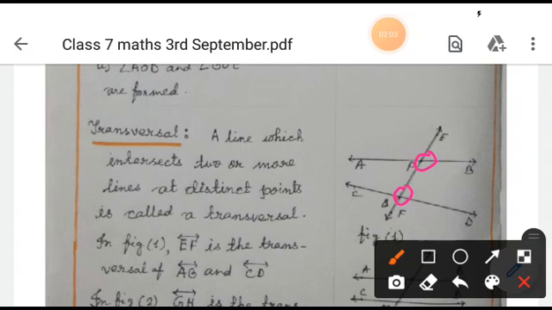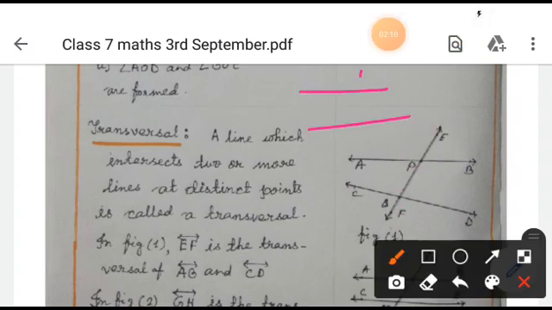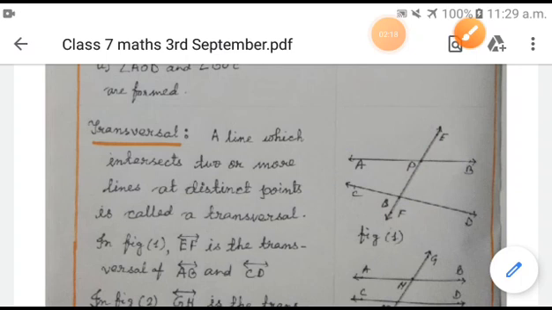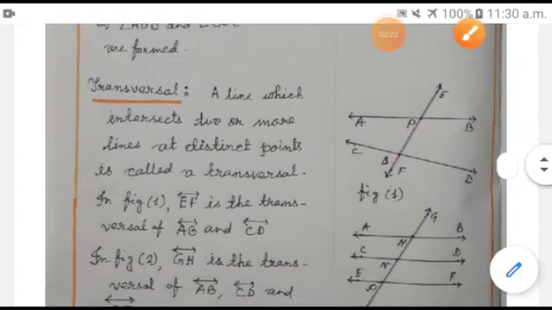Okay, so this straight line is called the transversal. Suppose these are the two lines and a line is drawn like this, such that it is intersecting these two horizontal lines at two particular points. So this line is called the transversal. You can see that this line EF is the transversal.